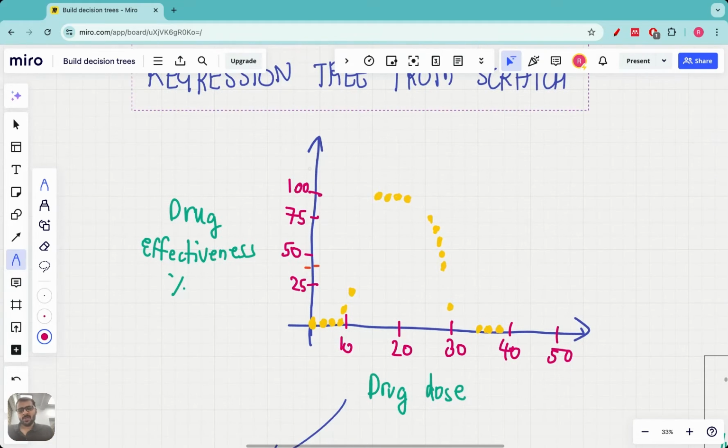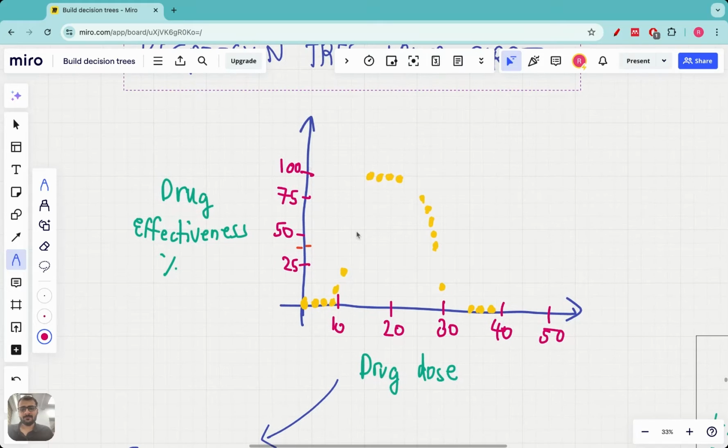So the problem which we are trying to solve looks like this. We have drug dose on the x-axis and drug effectiveness percentage on the y-axis. We have collected data for around 10 to 15 patients, and depending on the drug dose, we have the drug effectiveness percentage for that particular patient. You can see this data has been plotted on the xy axis as shown in the figure.